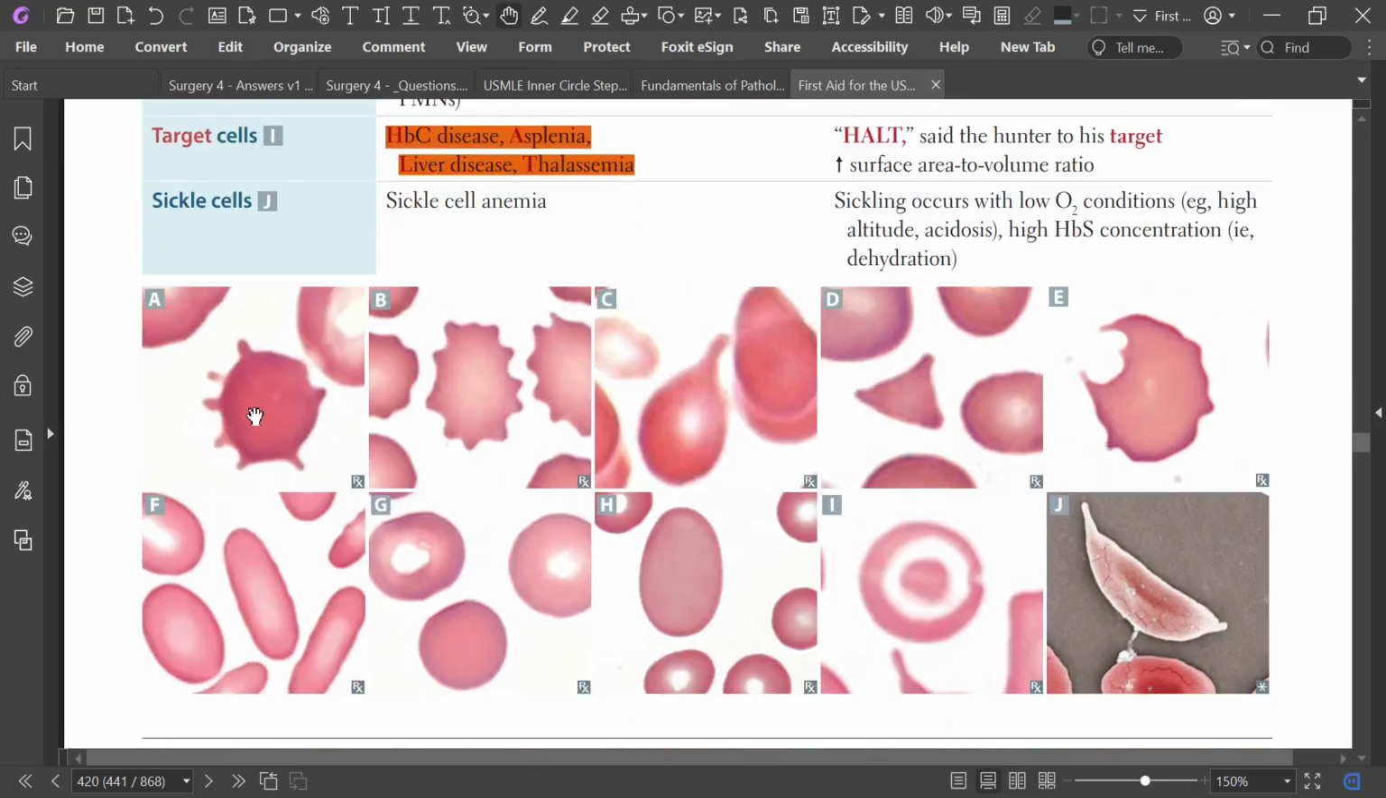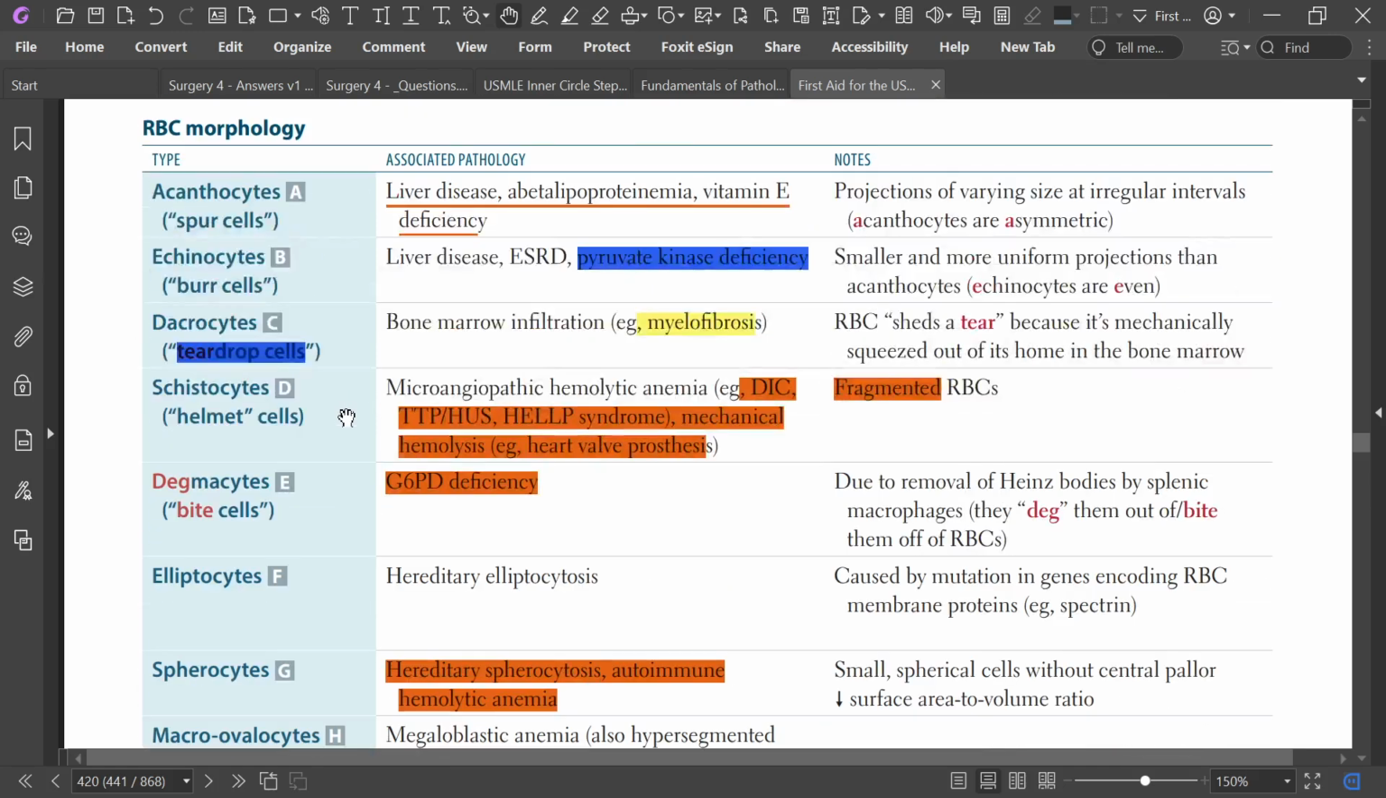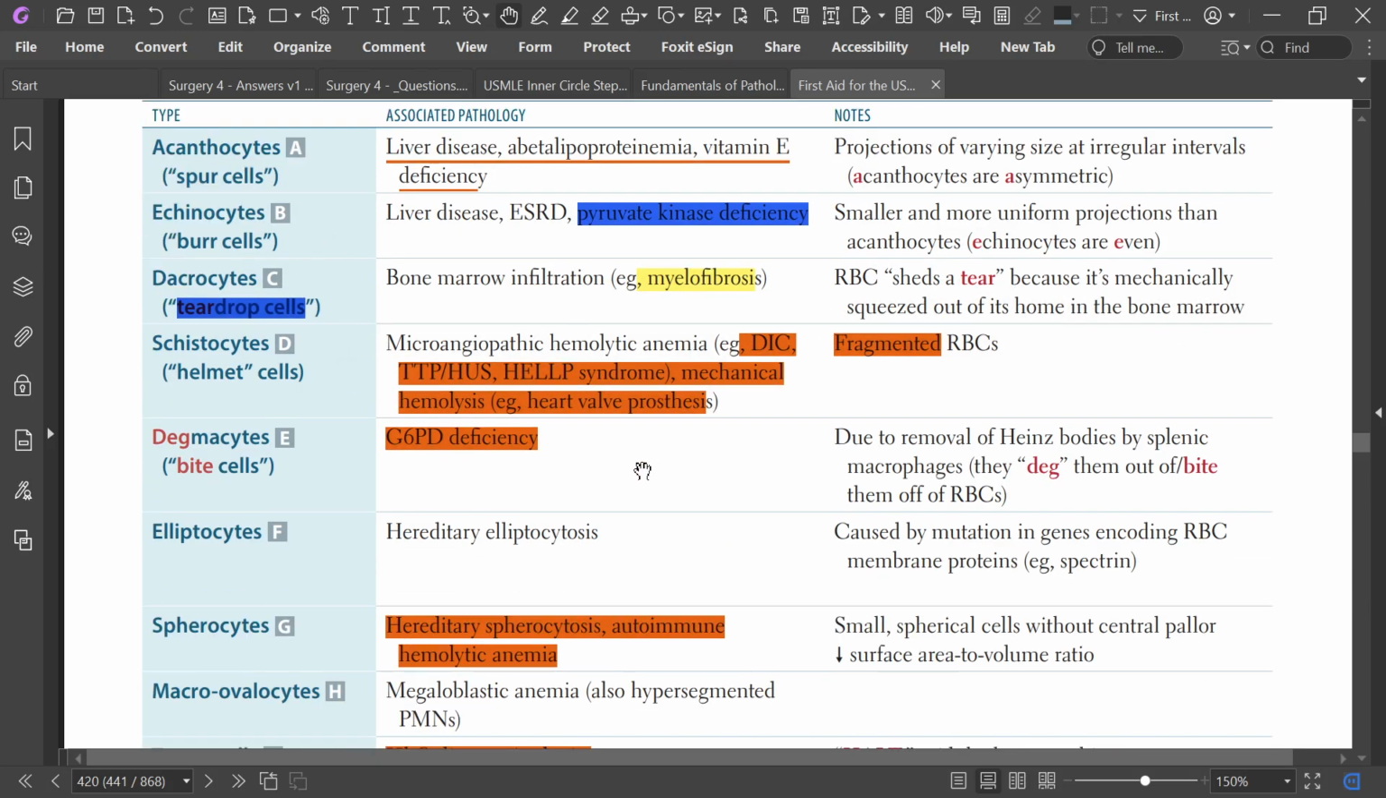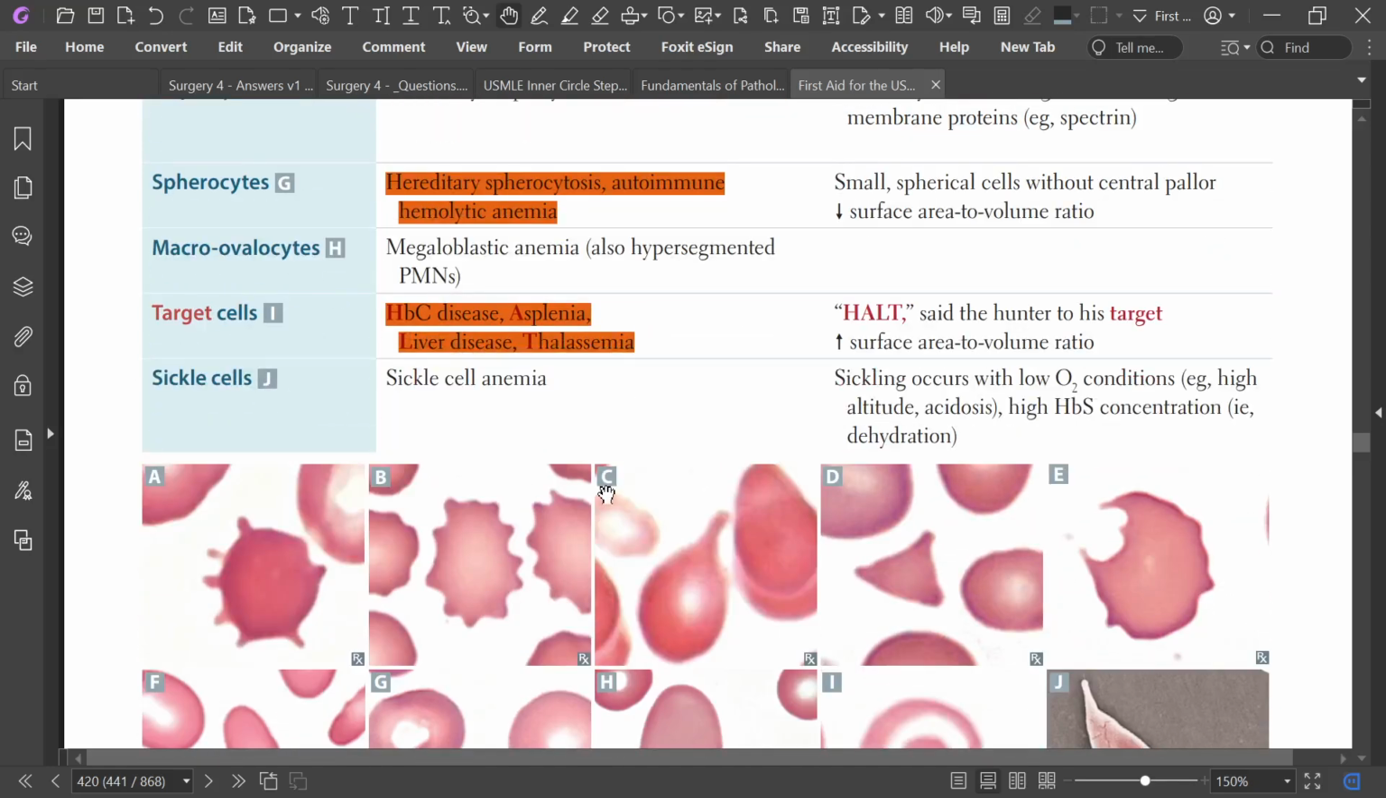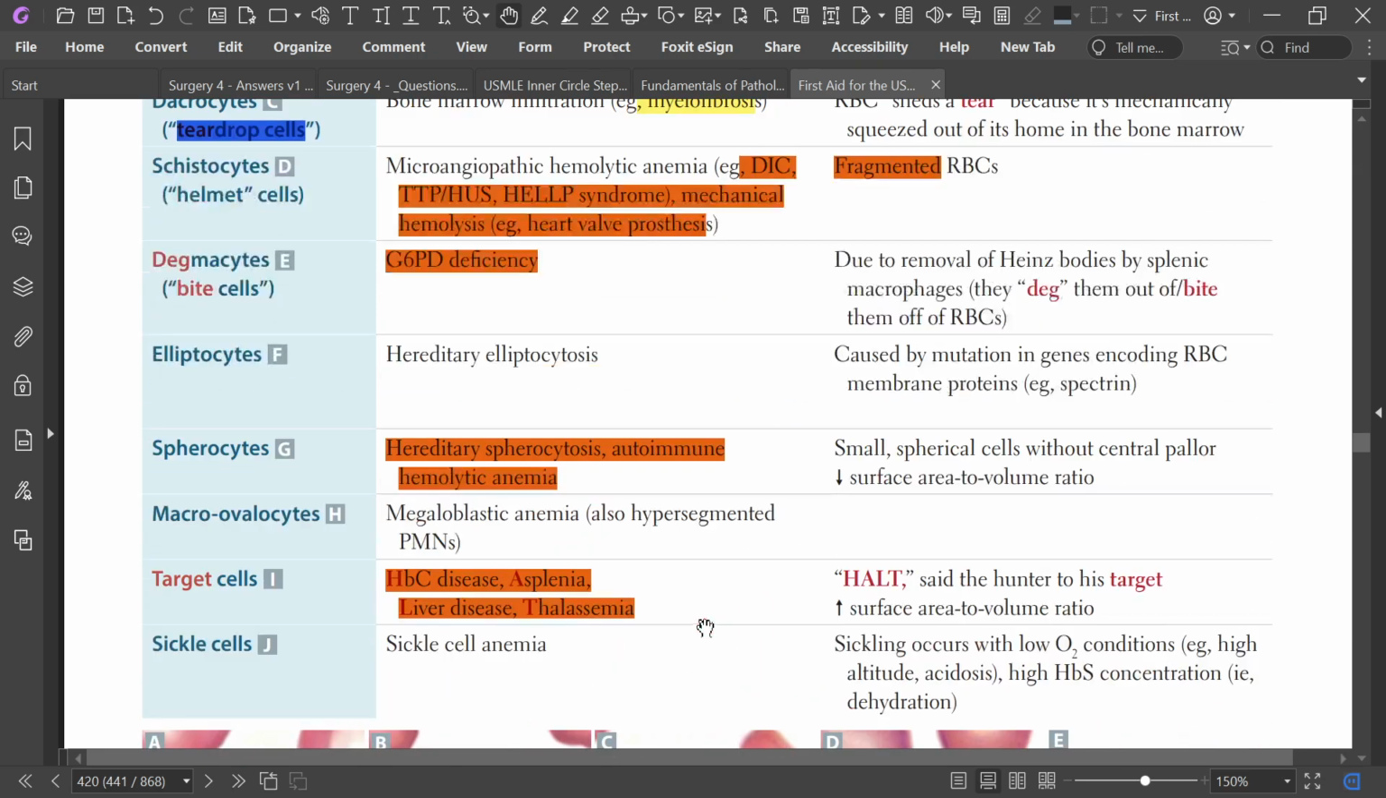This is acanthocytes. These are uneven. This one is like burr cell or echinocyte. Echinocytes are kind of even. C is degmacyte, bite cell.